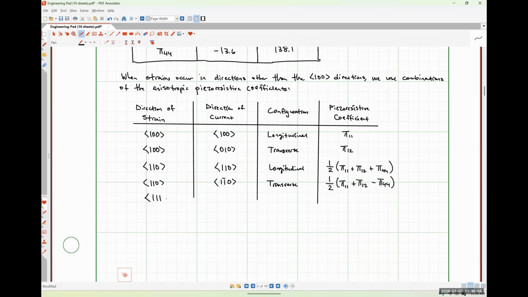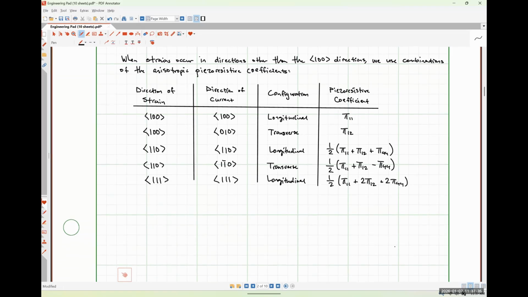And then lastly, if our strain is in the 1, 1, 1 direction and our current is in the 1, 1, 1 direction, we again have a longitudinal configuration, and we're going to use 1/2 times pi 1, 1 plus twice pi 1, 2 plus twice pi 4, 4. Give you guys a moment to catch up on this.